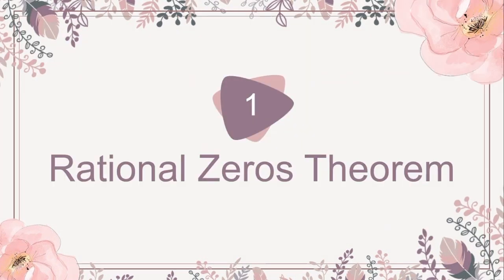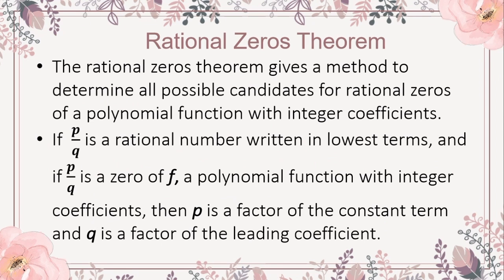So, the rational zeros theorem gives us a method to determine all possible candidates for rational zeros of a polynomial function with integer coefficients. A rational root or zero is a solution to the polynomial equation that can be expressed as a fraction, p divided by q, a rational number written in lowest terms. If p divided by q is a zero of f, a polynomial function with integer coefficients, then p is a factor of the constant term and q is a factor of the leading coefficient.